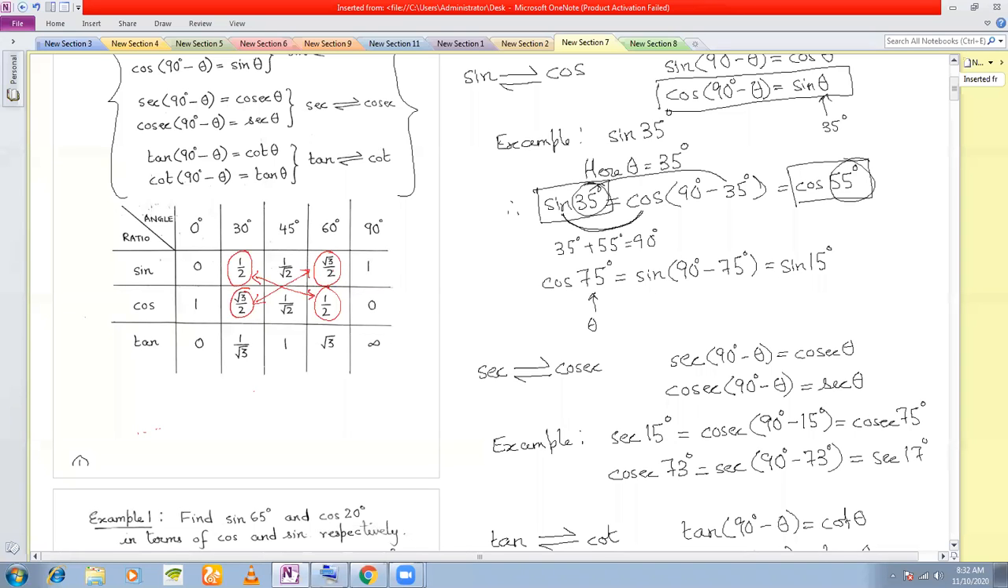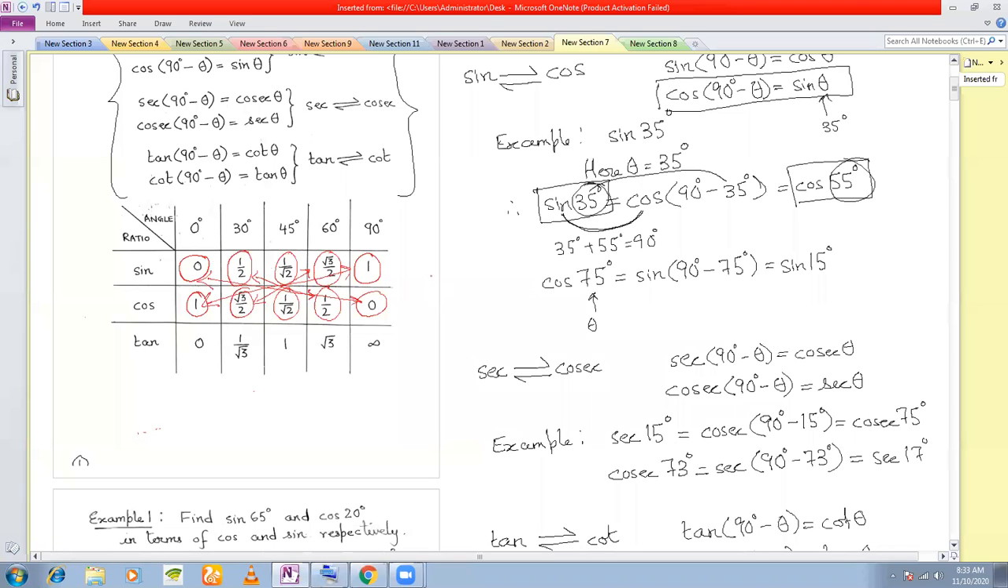Next, sine 45 and cos 45 are equal. And what are they equal to? Both are equal to 1 by root 2. Next, sine 0 and cos 90 are the same. This you can remember also. And both are equal to 0. Sine 90 is equal to 1 and it is equal to cos 0. This you can also remember. That is, these two are equal, and these two are equal.